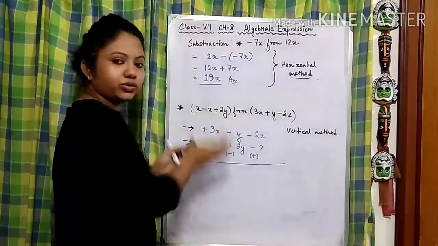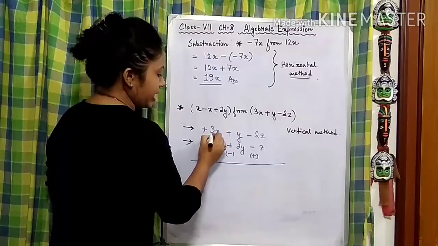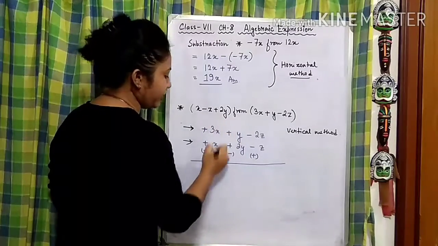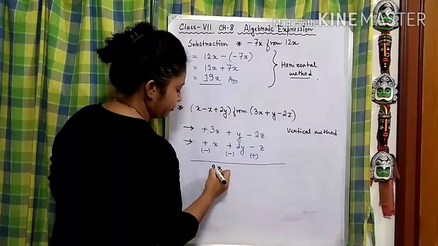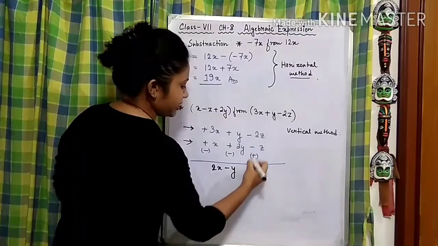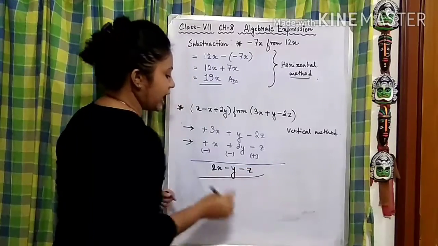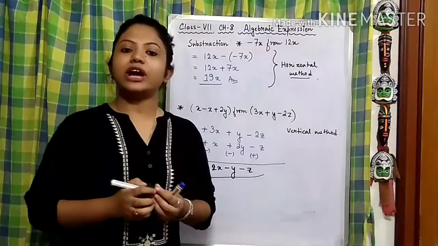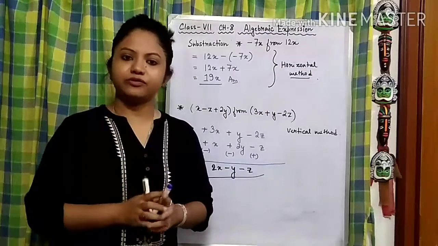After that we interact the signs and do it. So after doing that, if we subtract minus x from 3x, we get 2x, here minus y, and here minus z. The answer is similar, we are just varying the method. So you can use any of the methods convenient for you.